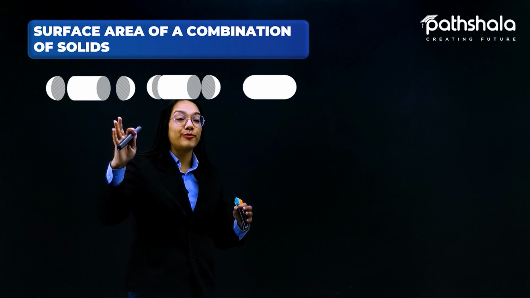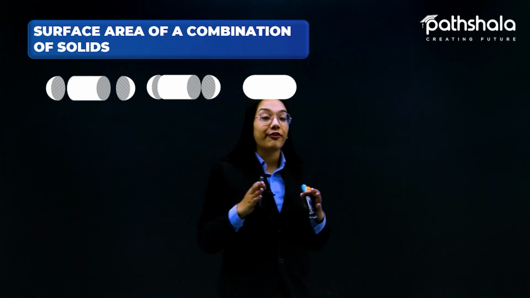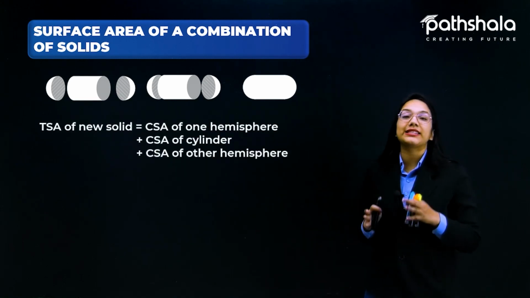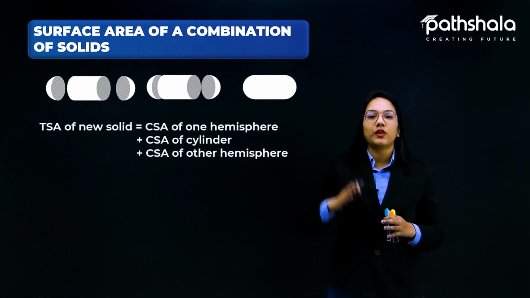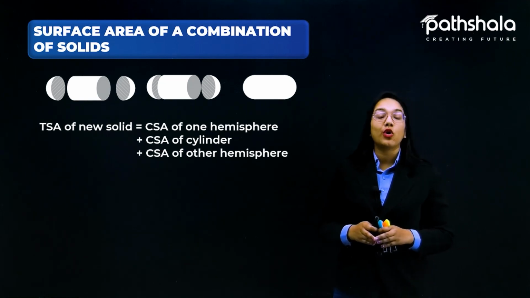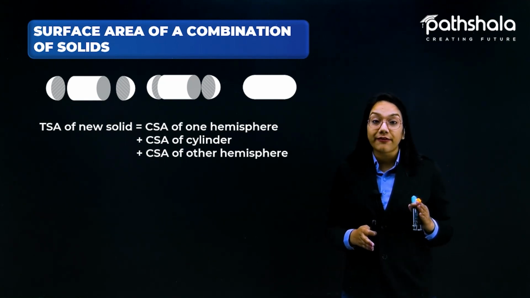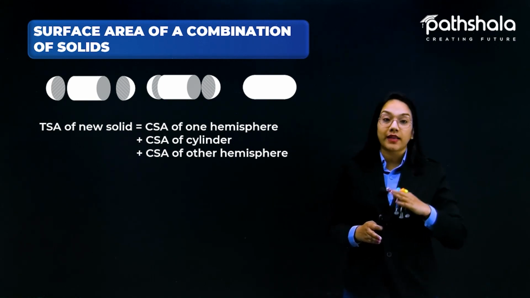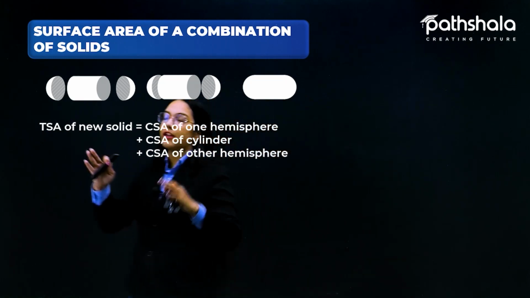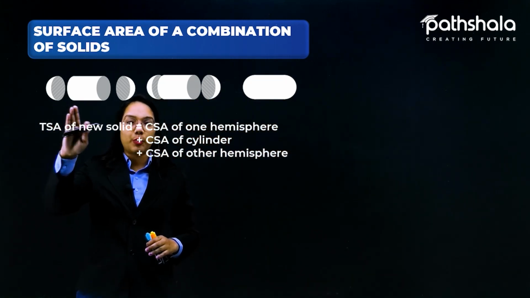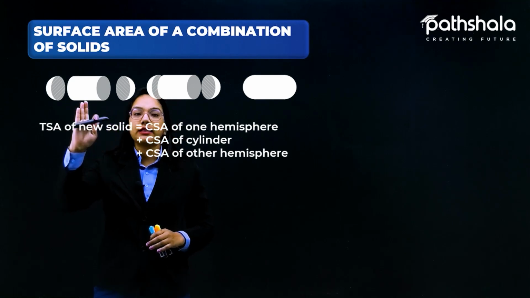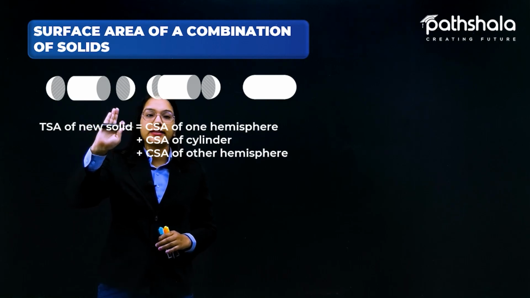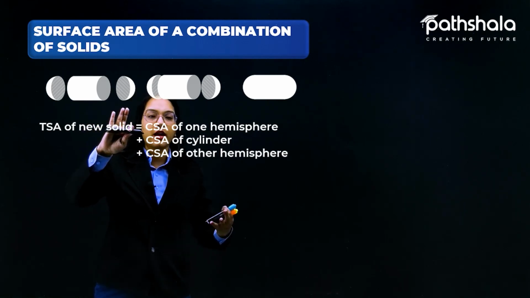Now suppose I'm talking about finding the surface area of the combination of these solids. Then I can see that the TSA of this particular solid is equal to the CSA of one hemisphere plus the CSA of a cylinder plus the CSA of another hemisphere. You can see for yourself: the TSA of this new solid is the CSA of this hemisphere plus the CSA of this cylinder plus the CSA of this other hemisphere.